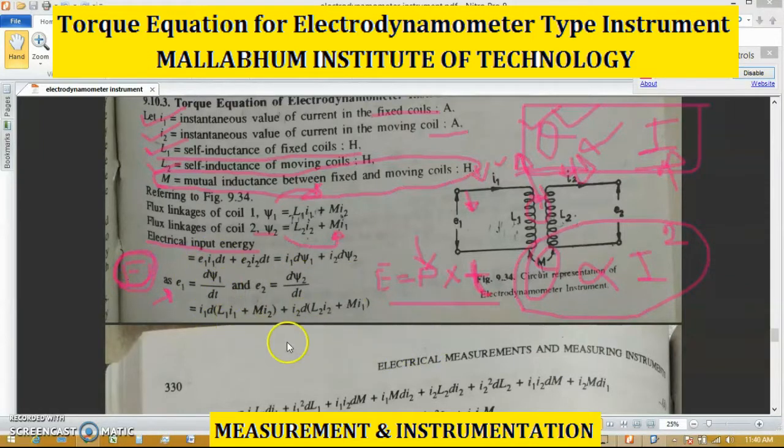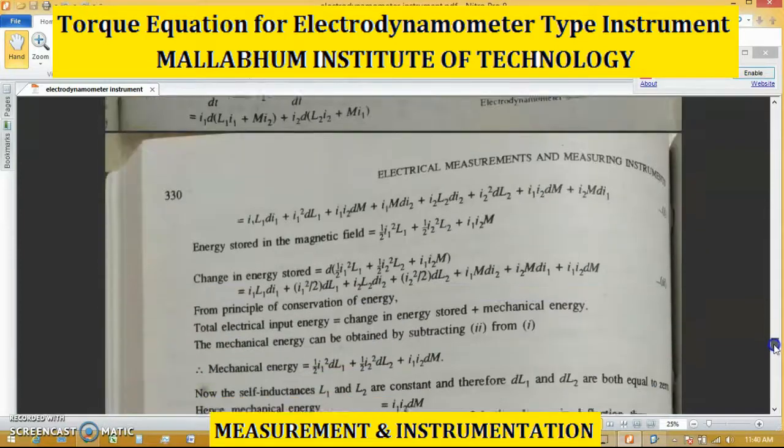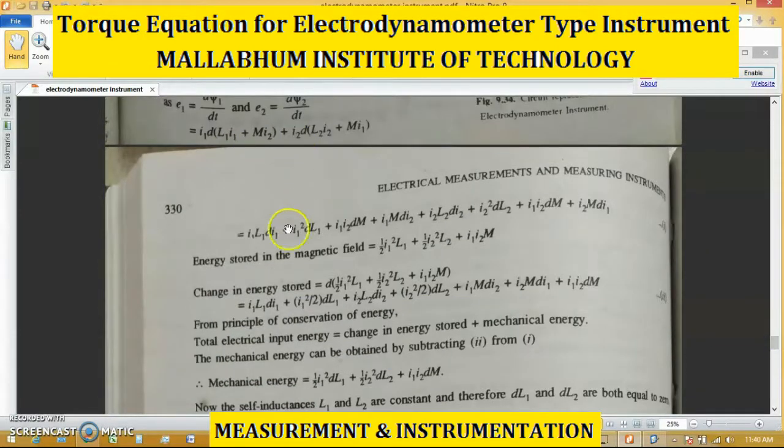Now we replace psi1 and psi2 with the previous equations, that is I1 and d of L I1. We are just multiplying all these equations by I1. You can see this is the multiplication factor.